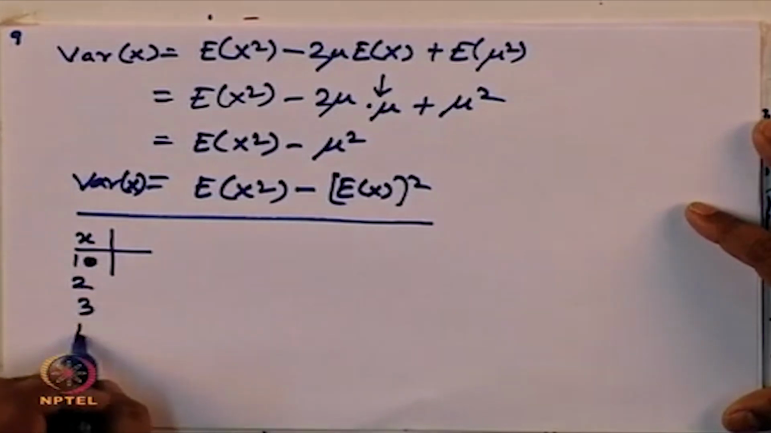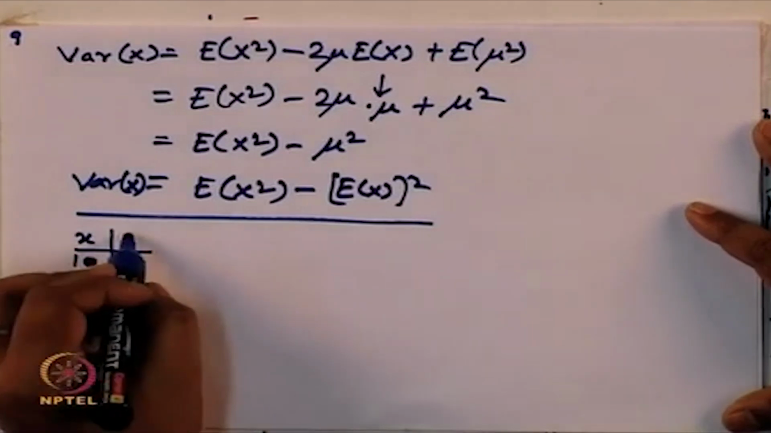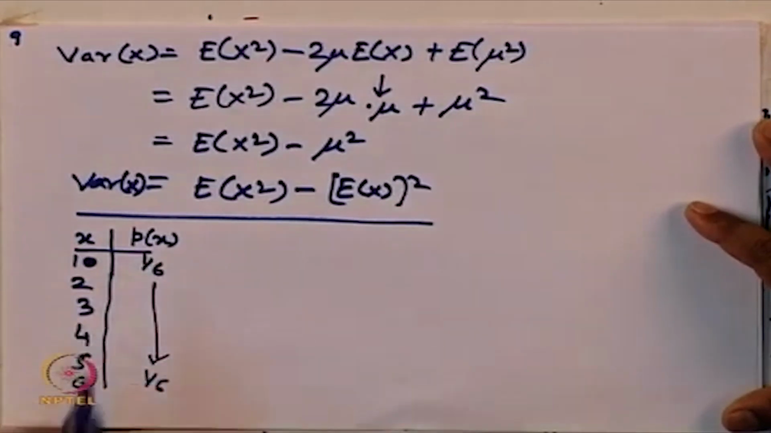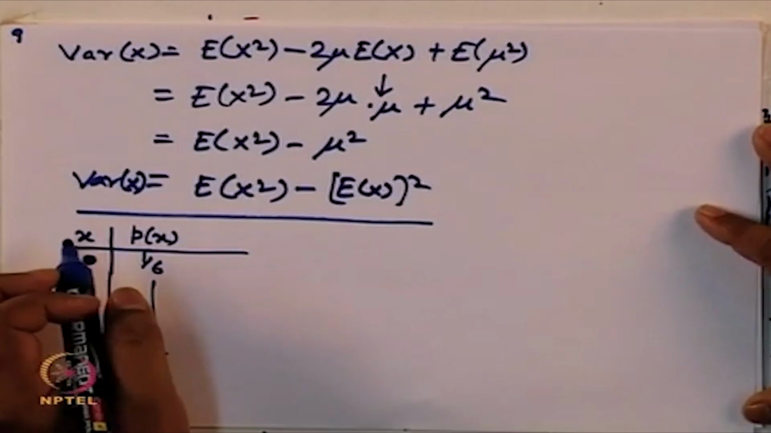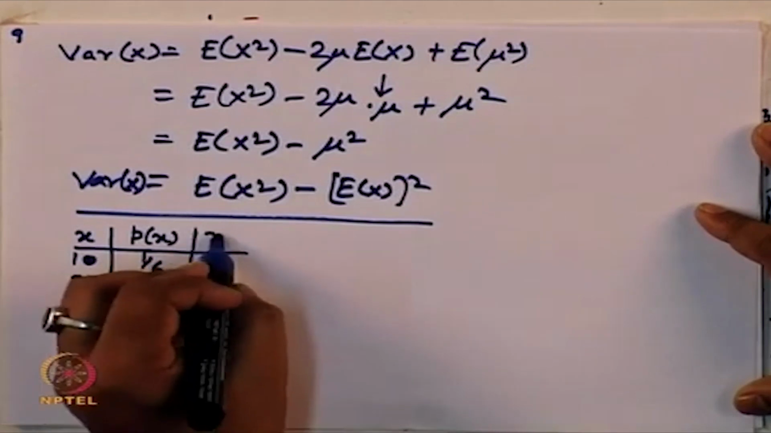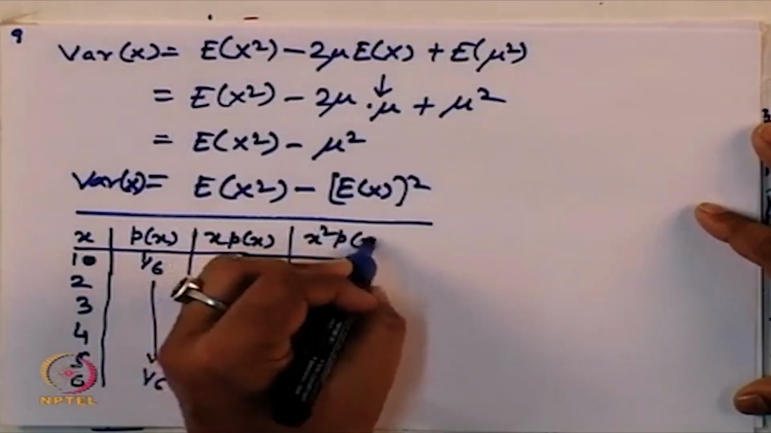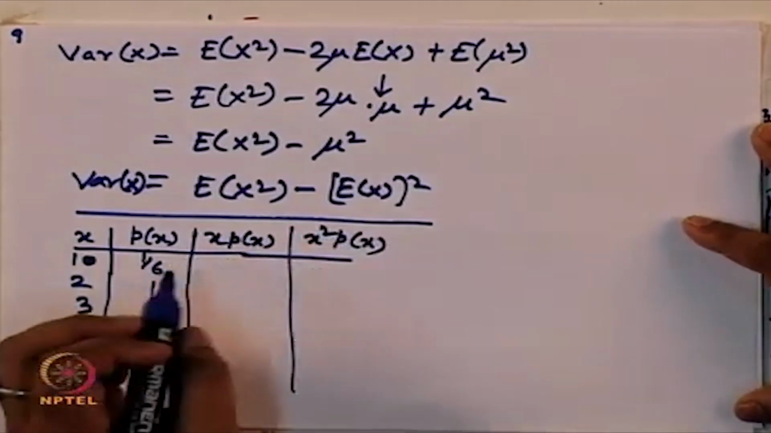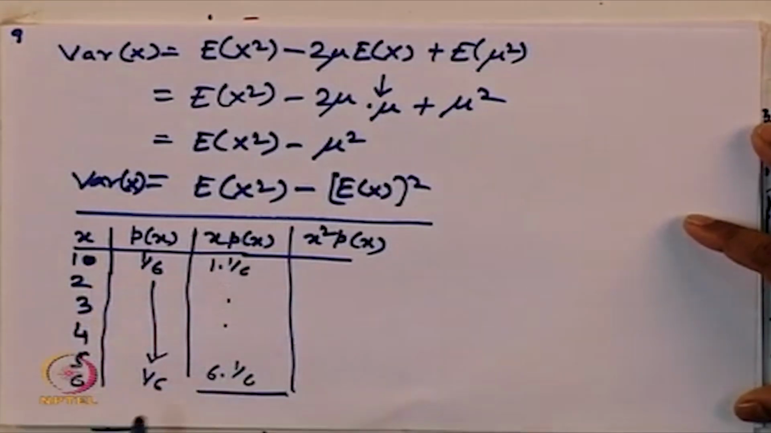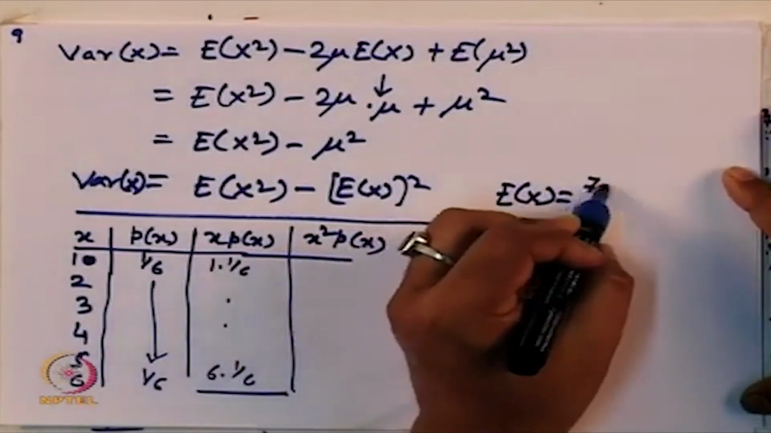So, let us say for the die roll you have x values of 1, 2, 3, 4, 5 and 6, and you have probability all of 1 by 6. Okay. So, what is my variance? For calculating it, we need expectation of x, which is the sum of x p x, and the sum of x square p x. Expectation of x we had already calculated before, it turned out to be 7 by 2.